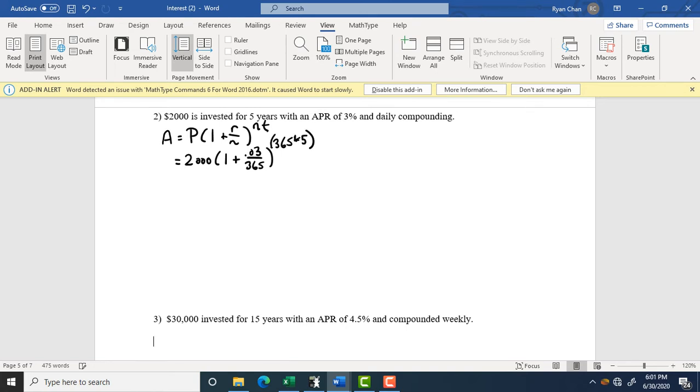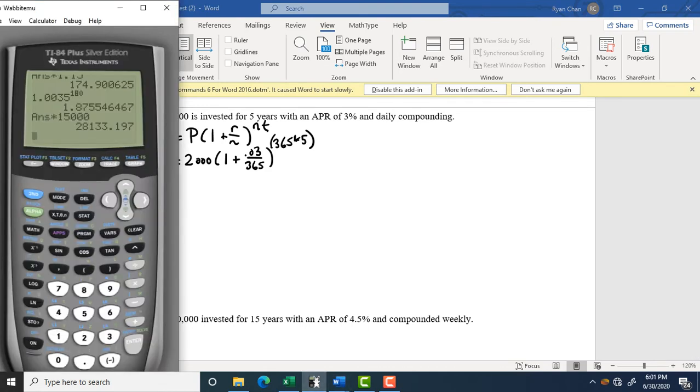So look at this. Okay, so slow down. Just plug everything in, and then slowly write it out. So first thing I want to do is I want to do the 0.03.